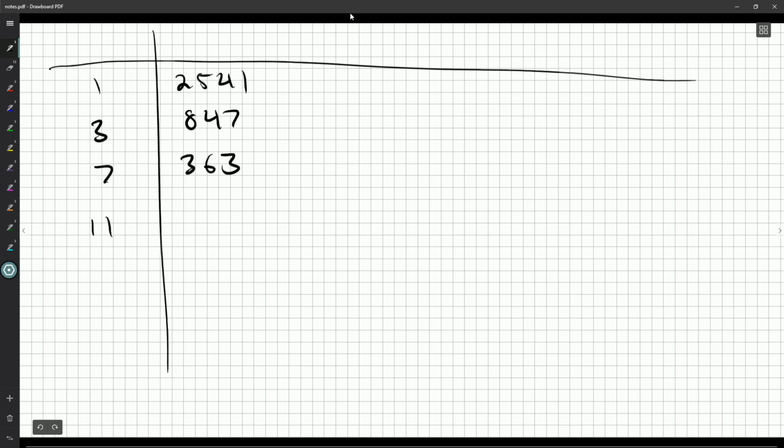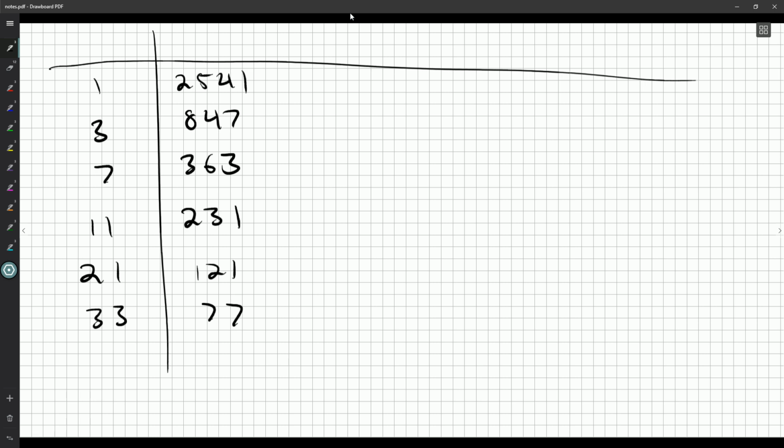363, I believe. Just quickly double check that. Yeah. Factor of 11 in there. And then the next one would be 21. And then 33. So 33 and 77 should go together. 121 should go with 21. And then 11 and 231, I believe. Okay, so that all works out.